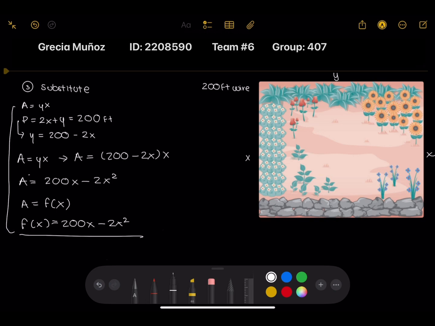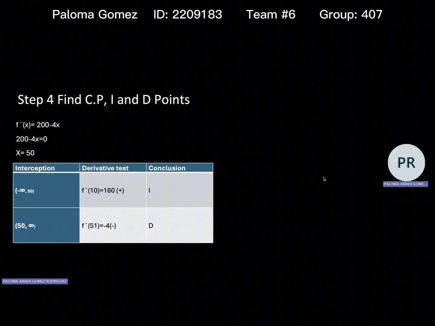And that's all. Now step 4 is finding the critical point and where the function is increasing and decreasing. First we have to have a function, which you get by making all the steps that we did before. Now that you have your function, you take its derivative and make it equal to 0. Finding it will get you the critical point, and in this case, we got 50.